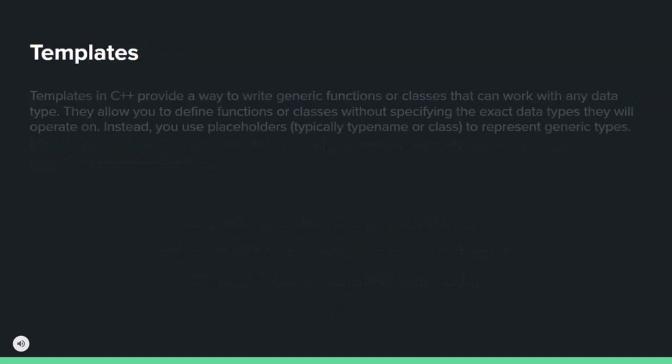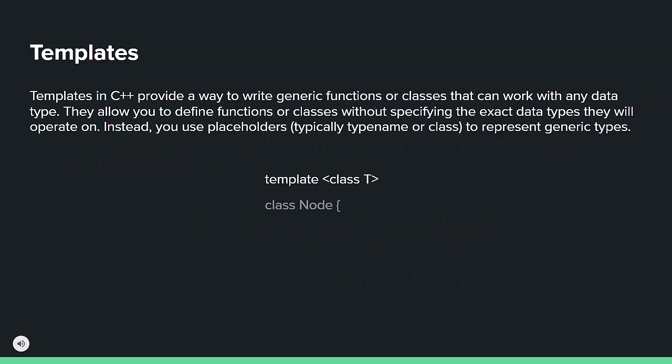Templates provide a blueprint for a class or function, and while compiling, templates don't generate actual code until the compiler instantiates them with specific types.